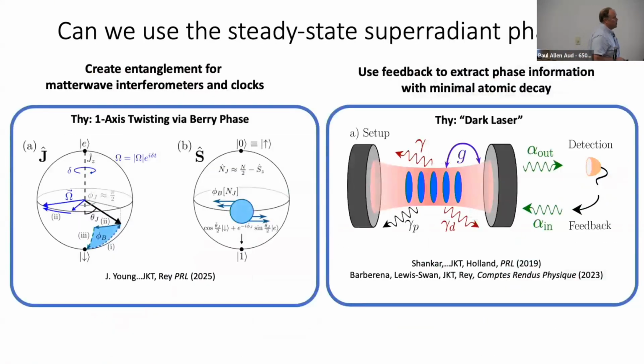I'm going to skip through it. Where could we go with this? So we've seen this transition, and we were interested in what you could do with it. One possibility is we could create entanglement for matter wave interferometers and clocks. The basic idea is a little complicated to explain, so I'll refer you to here. But the basic idea is you use this steady state to generate a Berry phase in the system that essentially reproduces a one-axis twisting style Hamiltonian.